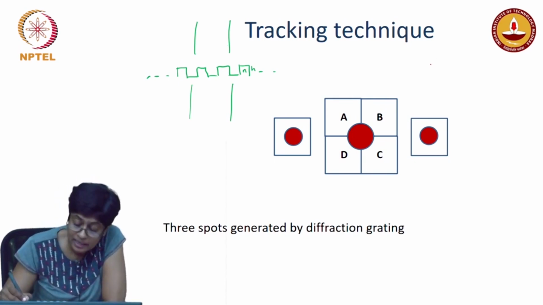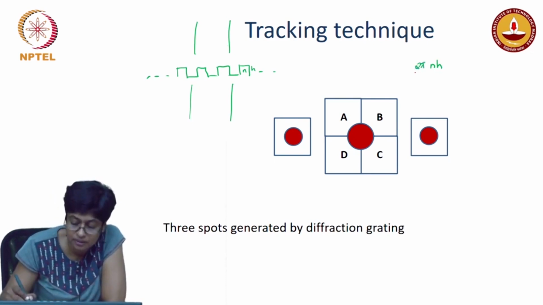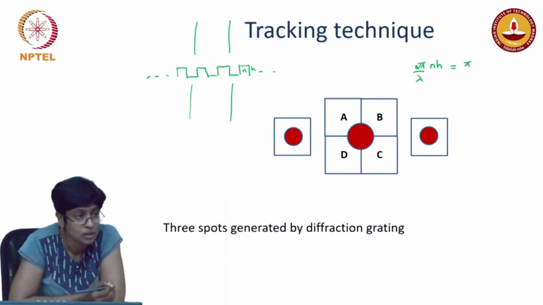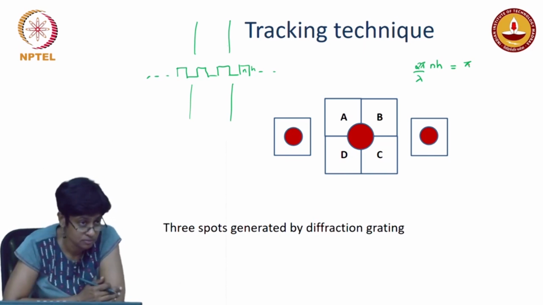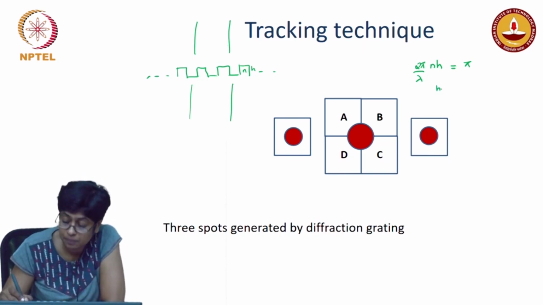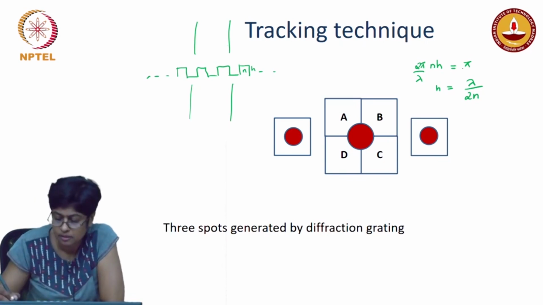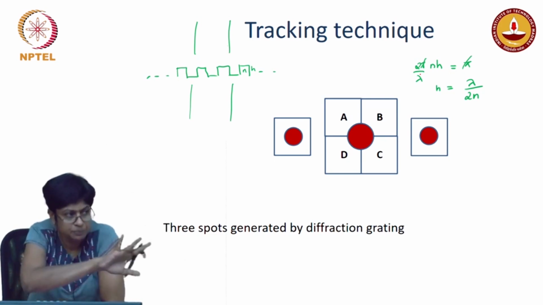So nh is the path length. That means a phase seen by those parts of the beam is this. And I want this to be destructive. I don't want light to carry through. Okay? That means if I pick the height to be lambda by 2n, is that right? Yeah, lambda by 2n.